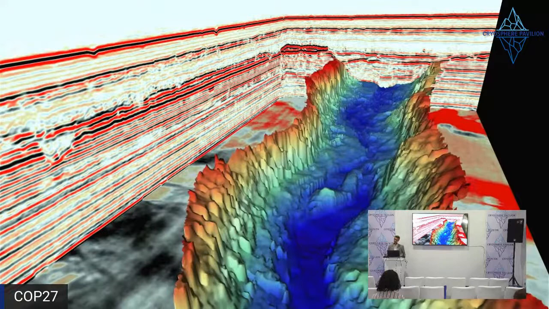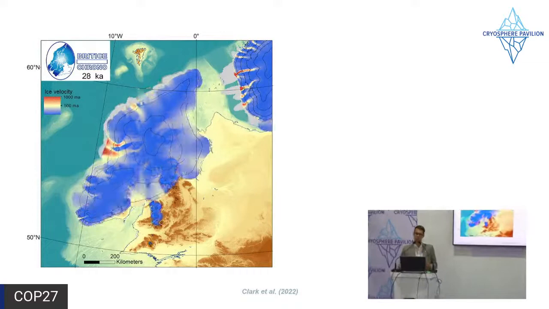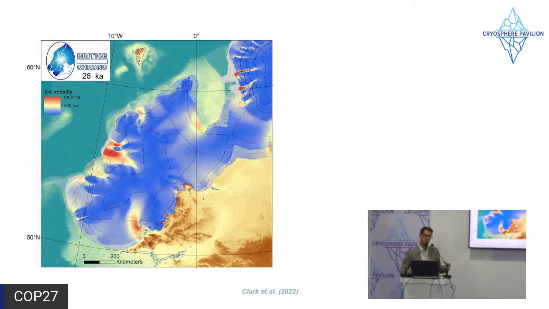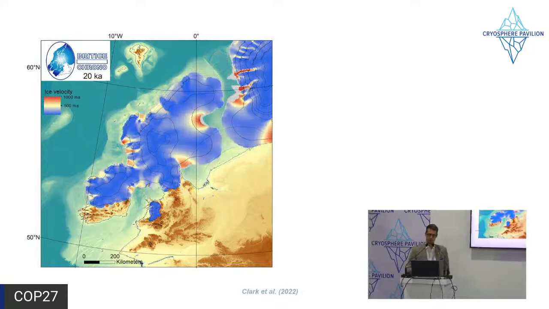So to then scale this up to a larger ice sheet, we turned to a reconstruction of a model of the last ice sheet to cover the UK and Western Europe. So this image here shows how ice grew and then retreated over the UK and the North Sea between 30,000 years ago and 15,000 years ago. The blue is the ice here, and the redder areas are flowing faster. We then took our model and worked out how all the water was flowing underneath that ice.